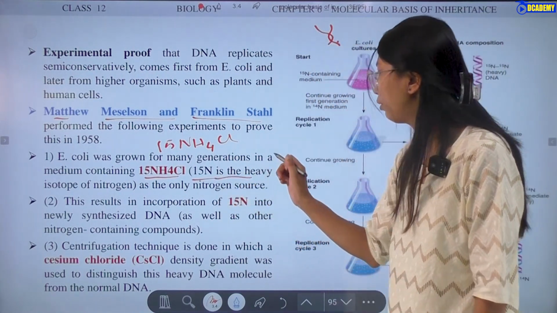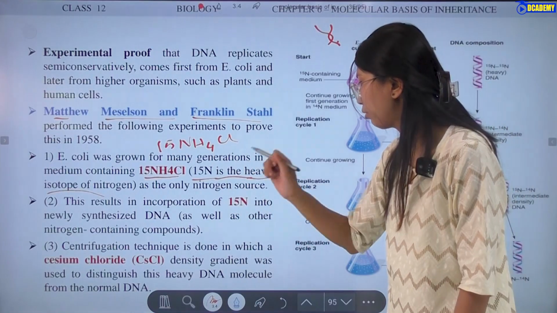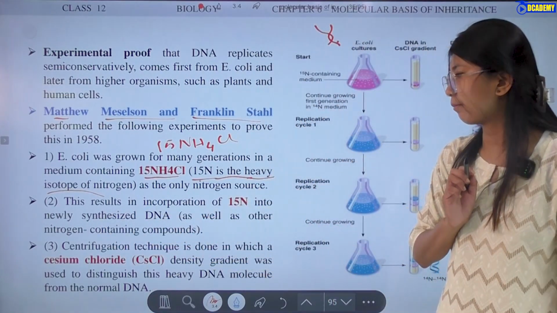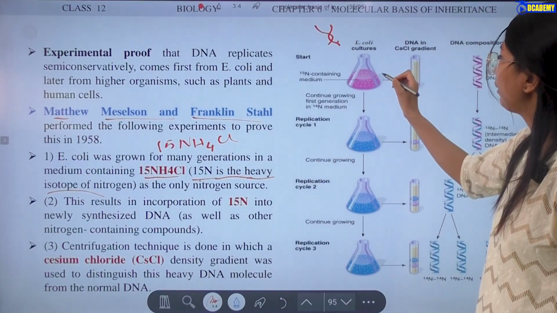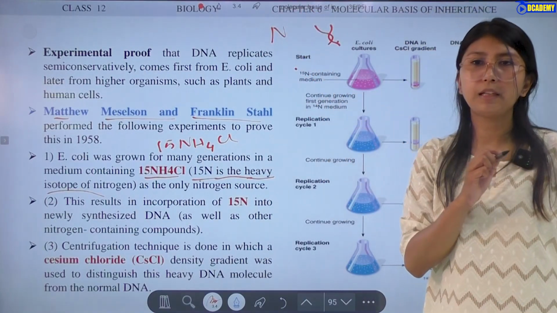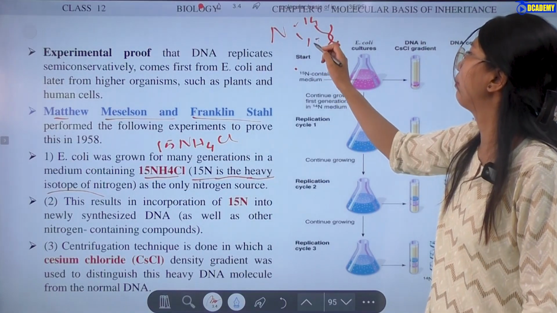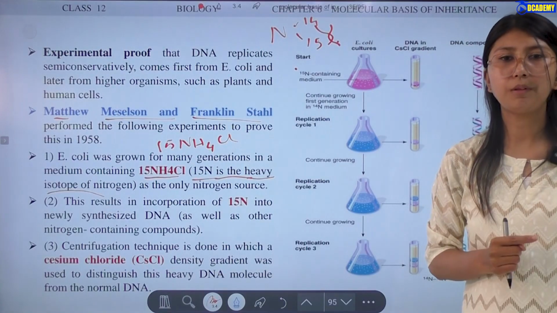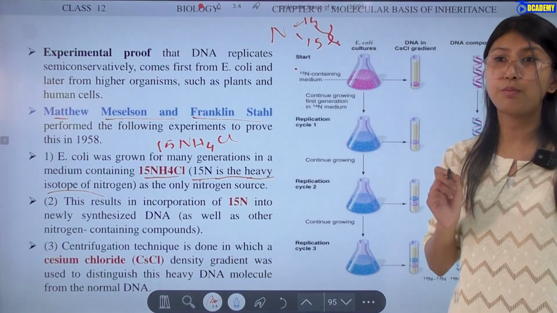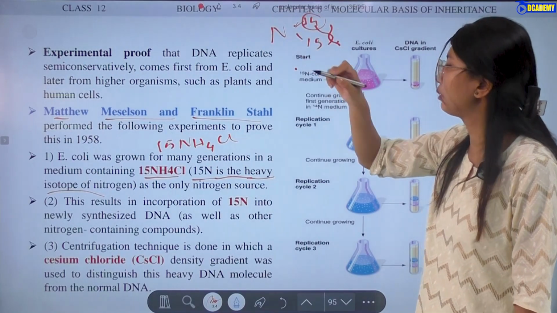15N is the heavy isotope of nitrogen. It is the nitrogen source for growth, and 15N gets incorporated into newly synthesized DNA as well as other nitrogen-containing compounds. Nitrogen normally has mass number 14, N14, while the heavy one has mass number 15. In chemistry, isotopes have the same atomic number but different atomic mass, whereas isobars have the same mass number but different atomic numbers. So N14 and N15 are isotopes of nitrogen.